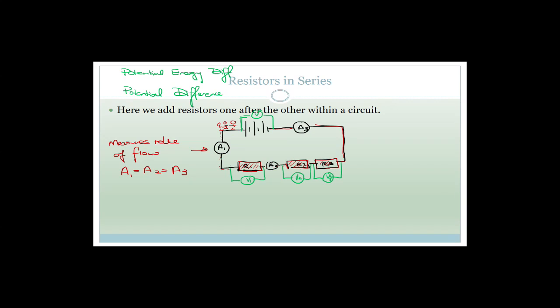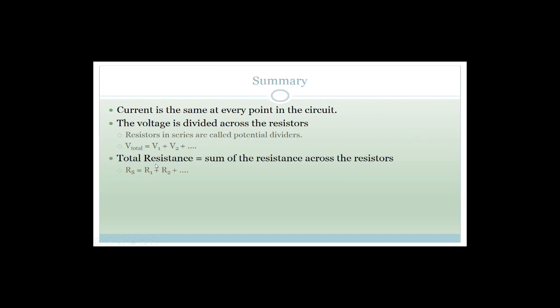So what we find in series circuits is that V1 plus V2 plus V3 has to equal the V total. This being, of course, not the EMF, but the potential difference. So the total voltage in a series circuit adds up to the total potential difference, okay? So that is a series circuit. Do you understand that? Right, now, so we say the current is the same at every point on the circuit.